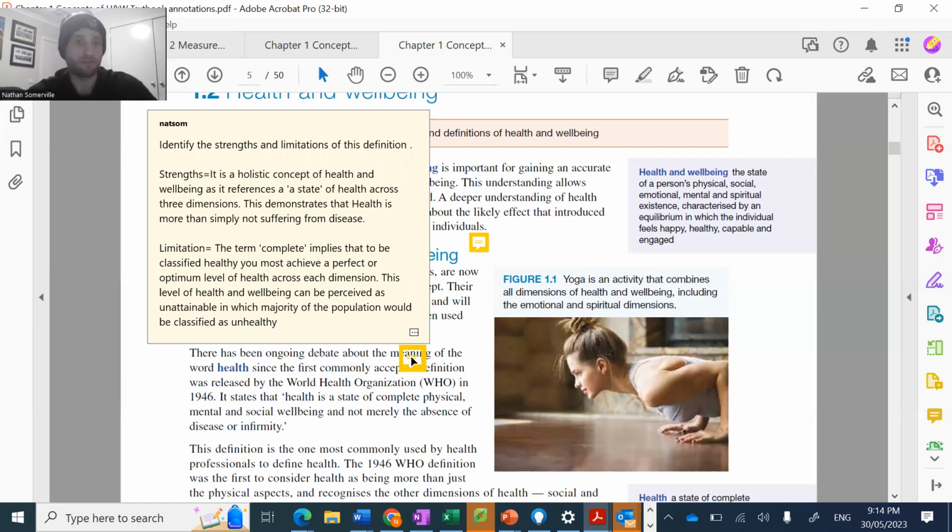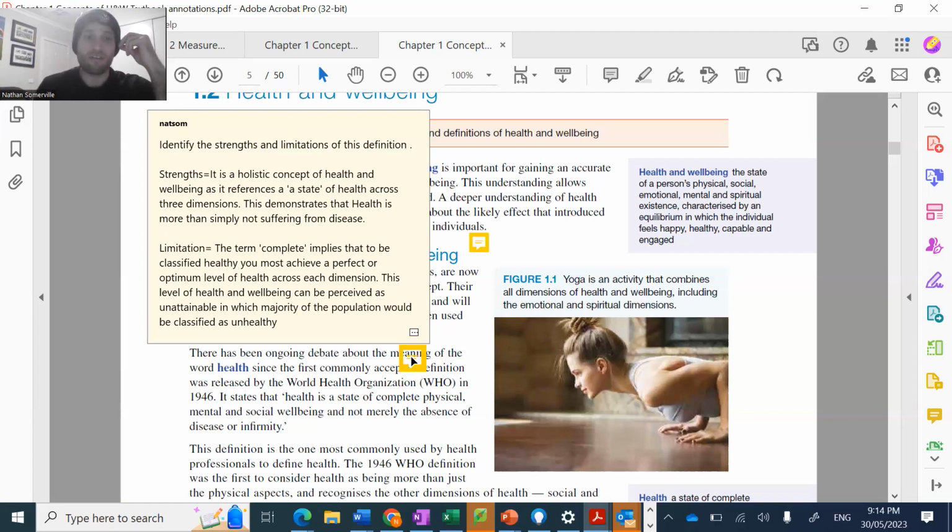So that's one of the strengths, the fact that it refers to health as a state. So it demonstrates that health isn't just not having a disease, it's having adequate health across these 5 dimensions, and that creates the healthy and balanced state. But what are some of the limitations? Well, some of the limitations are that the term implies that you need to have complete physical, mental, and social well-being. So it's the term complete in there, which is the limitation.